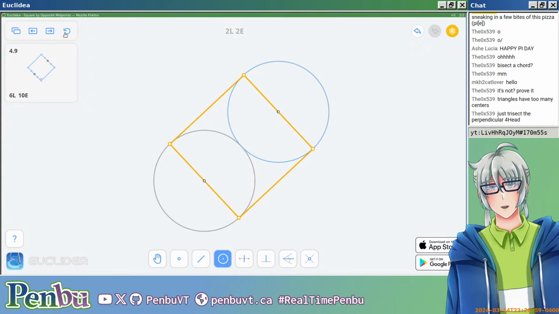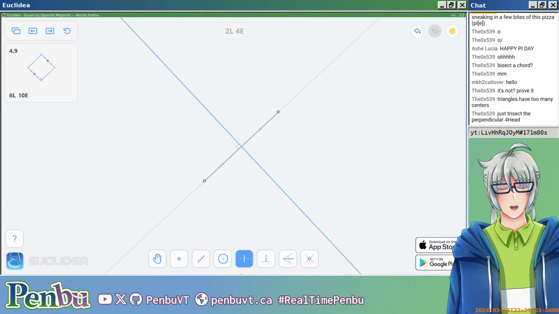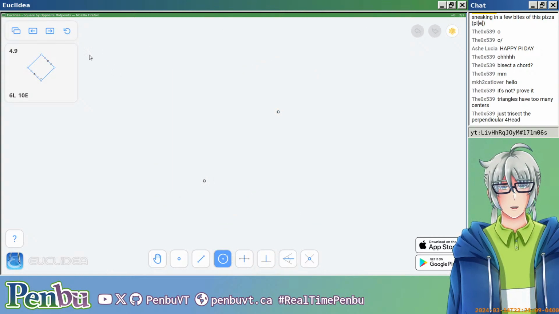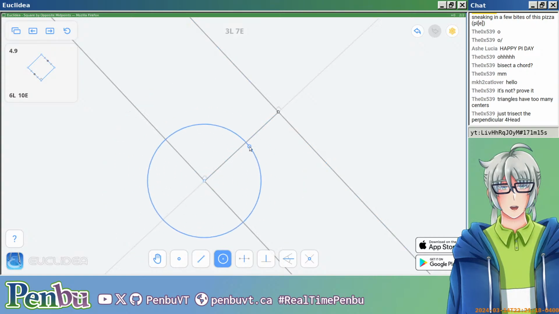Oh, I think we can get to 4. So we do this, and then we bisect. We draw a circle from here to here. Try that again. We do this. We take perpendiculars and draw circles.